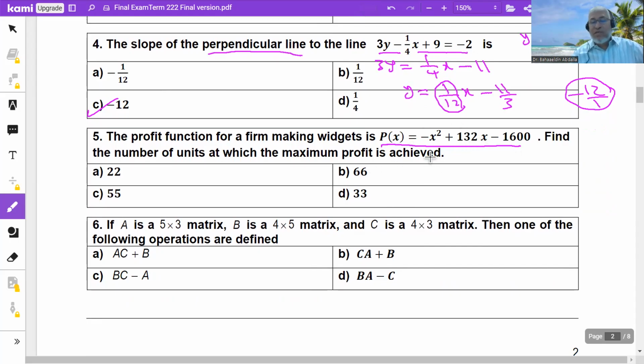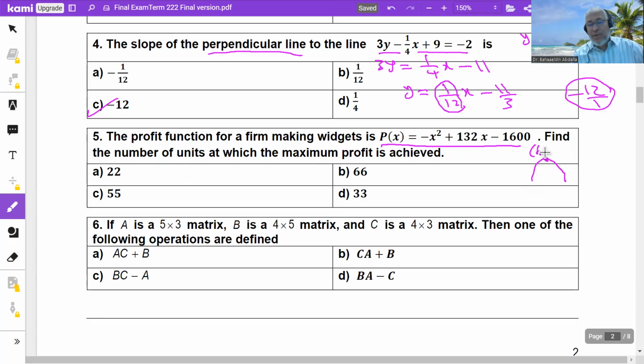Well, if you look at this equation, this is a quadratic equation. And the graph of a quadratic equation is a parabola. The coefficient of x squared is negative, so you should know that the graph of this equation is a parabola that opens downwards like this. He needs the number of units at which the maximum profit is achieved. Well, at this point, this will give you the maximum profit.